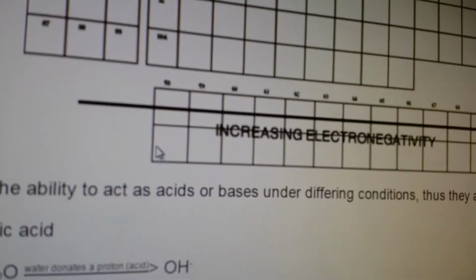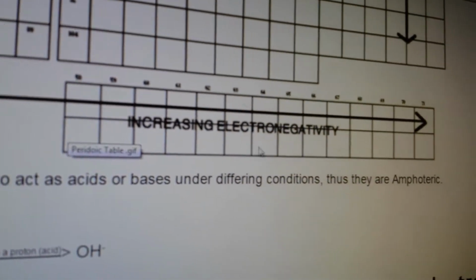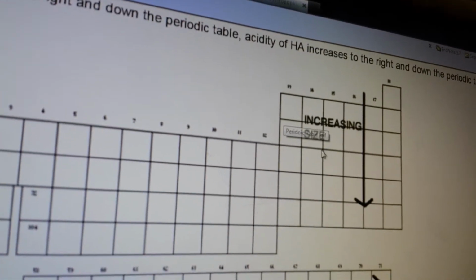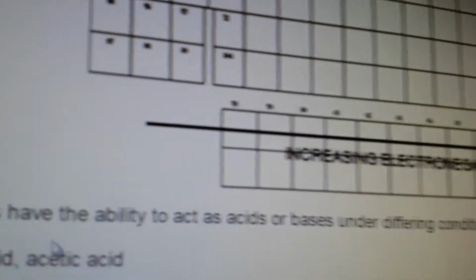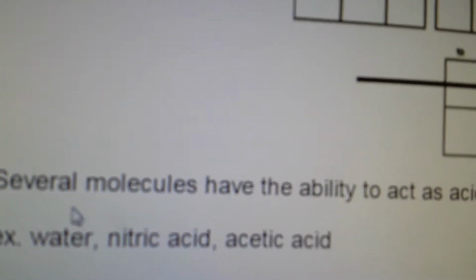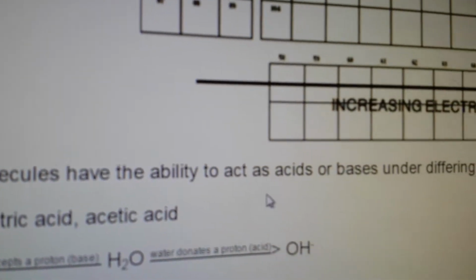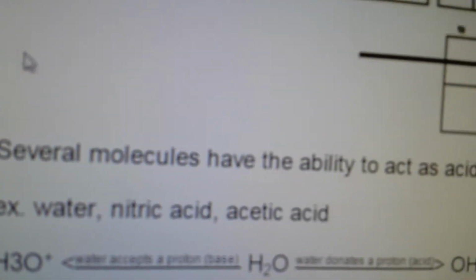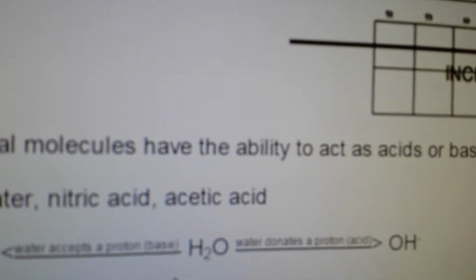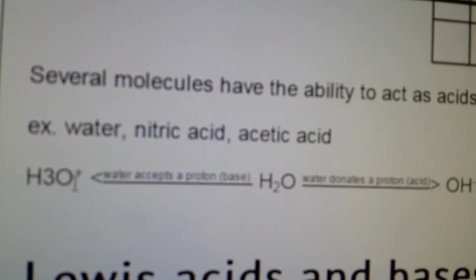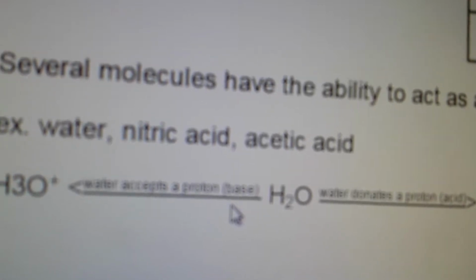So this is a periodic table. It was just saying electronegativity increases this way, and size increases this way, and we're talking about what happens to the acidity and basicity. Several molecules have the ability to act as acids or bases under different conditions. Thus, they are amphoteric molecules: water, nitric acid, acetic acid. This is water, this is amphoteric.